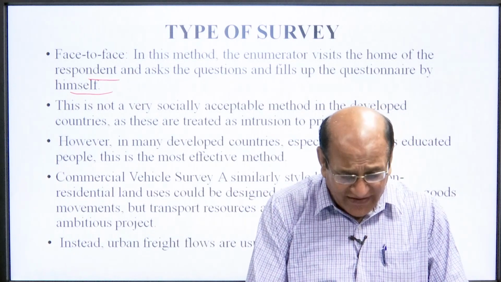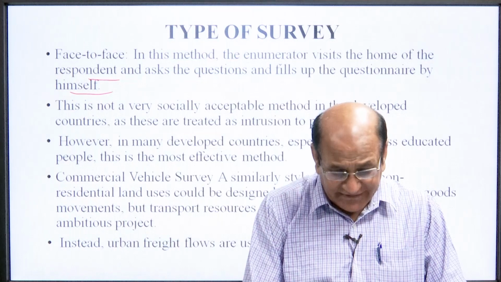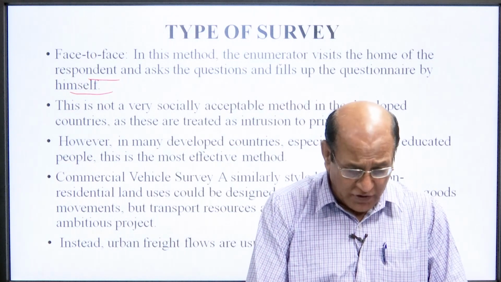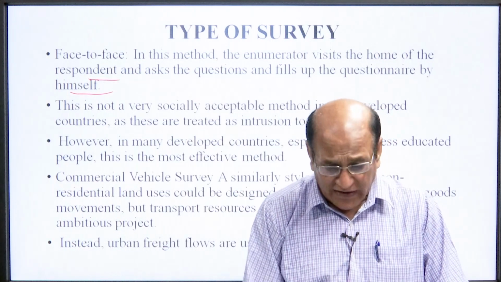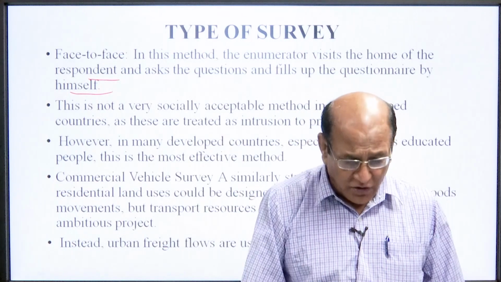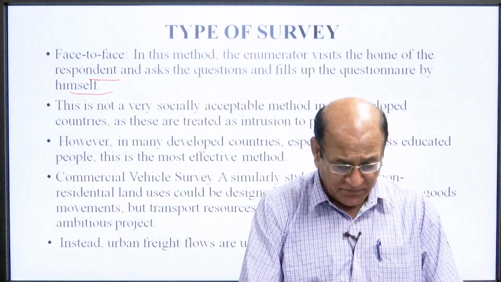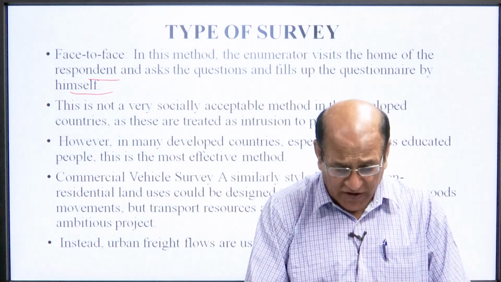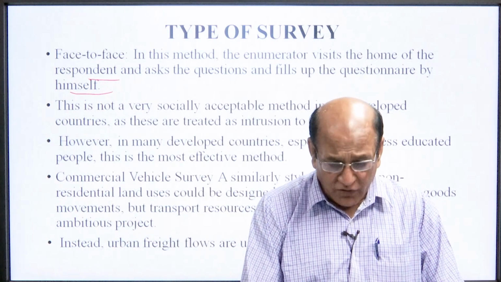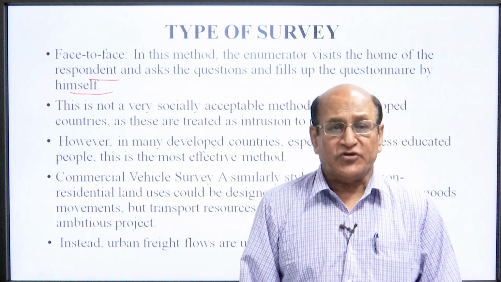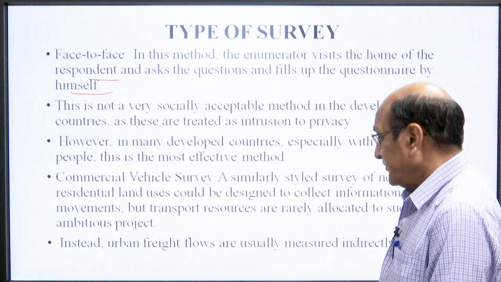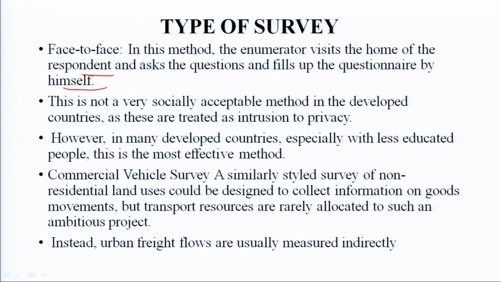The commercial vehicle survey, a similar styled survey of non-residential land use, could be designed to collect information on goods movement, but transport resources are rarely allocated to such an ambitious project. Instead, urban freight flows are usually measured indirectly.